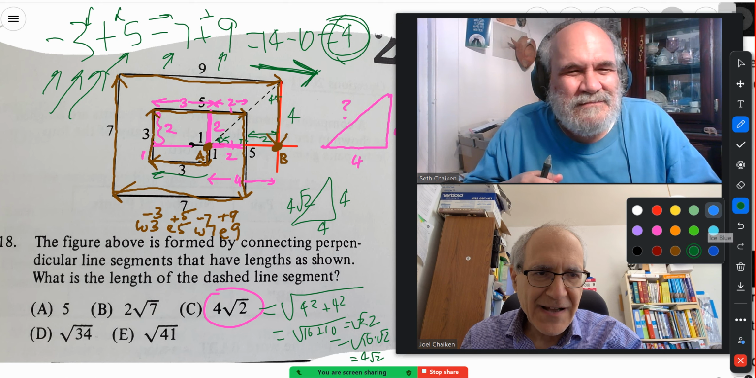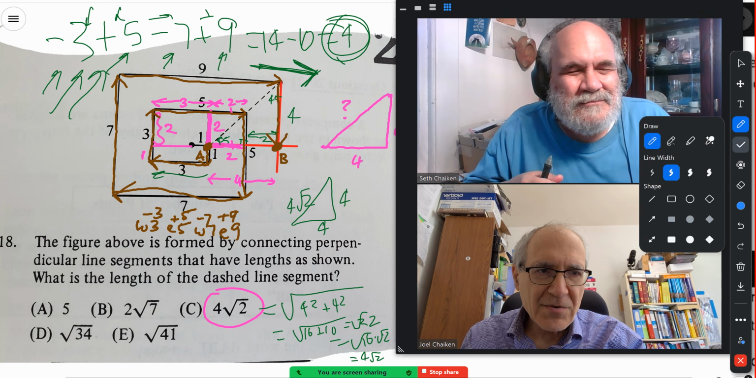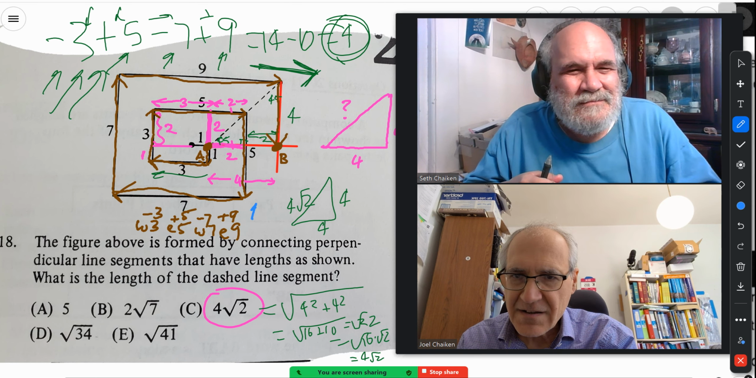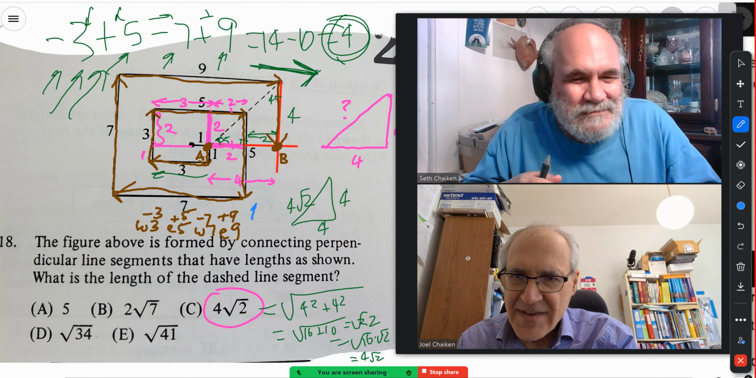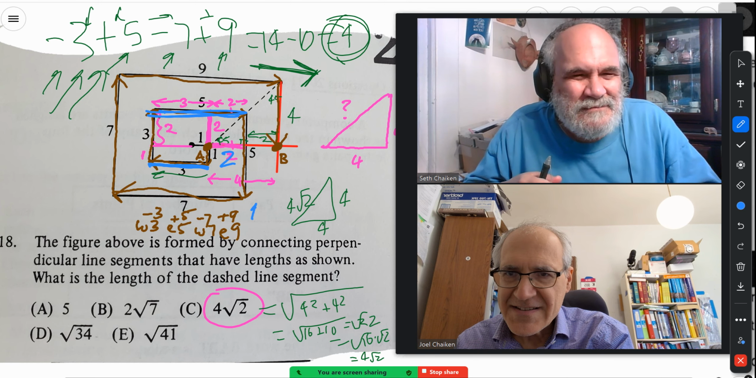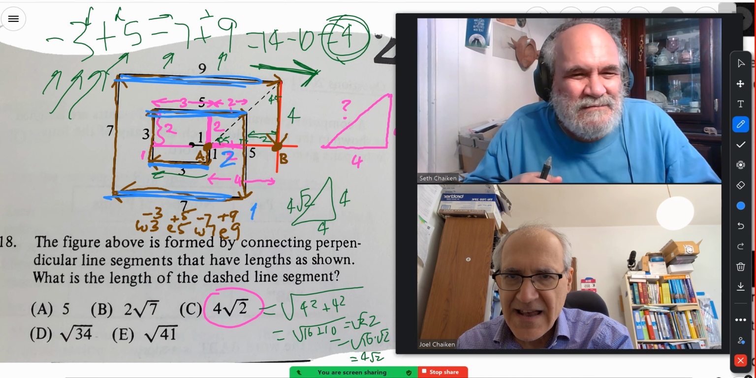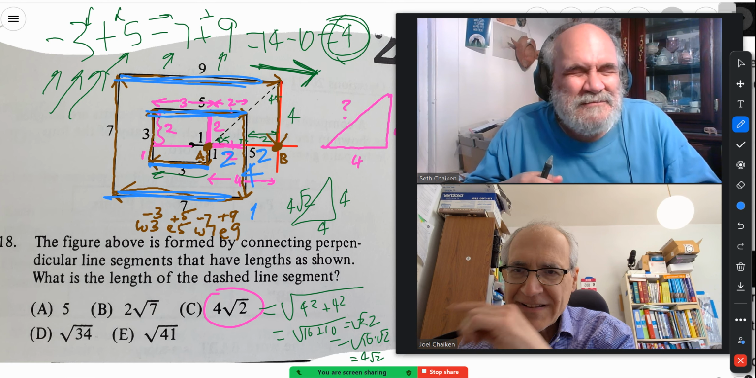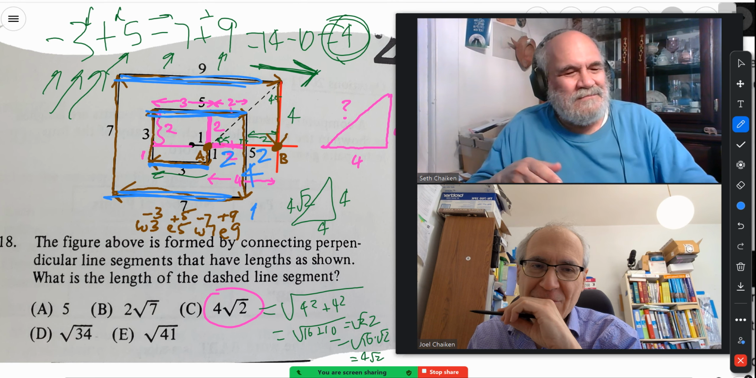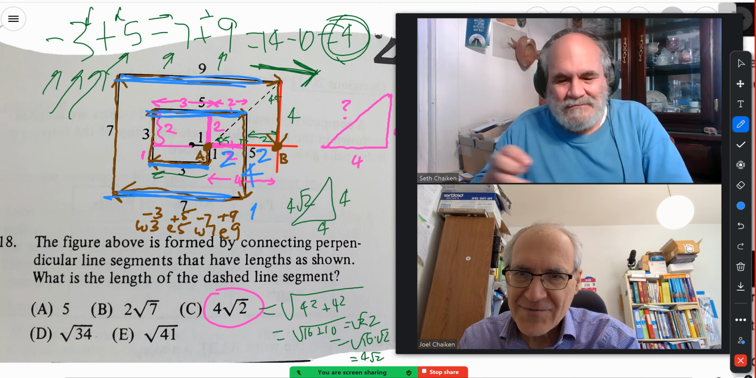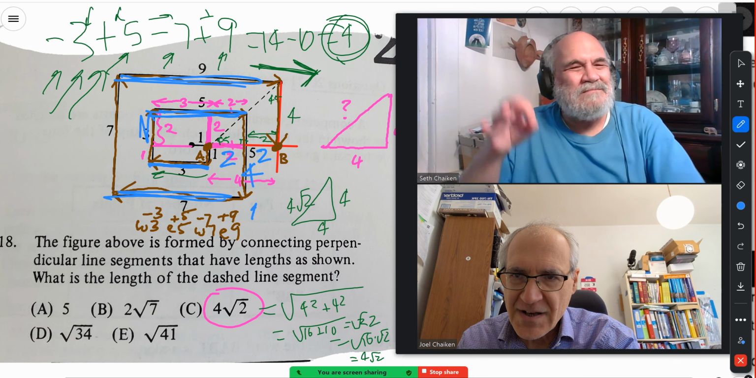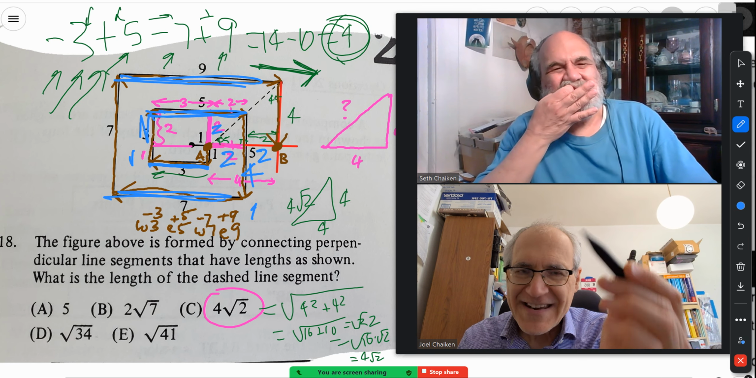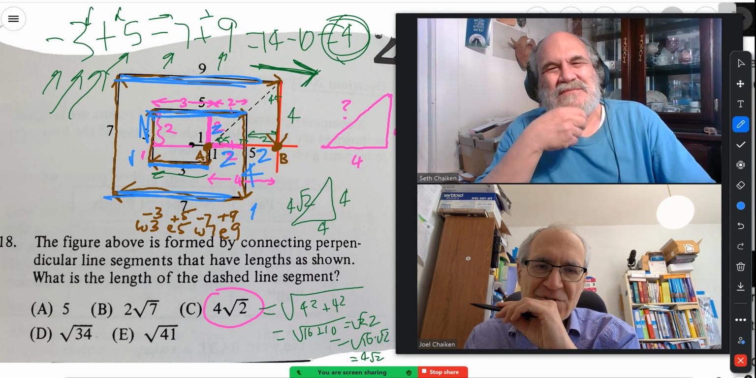I just realized, as you were talking, you could also just do what I did. You can see that this is a 3, and this is a 5, so this is a 2. And this is a 9, and this is a 7, so this is a 2, so this is a 4. But then you have to justify the 45-degree angle, which means you have to justify that this is a 3 and this is a 1, so that makes this a 2. And then you're justified to use the 45-degree triangle.